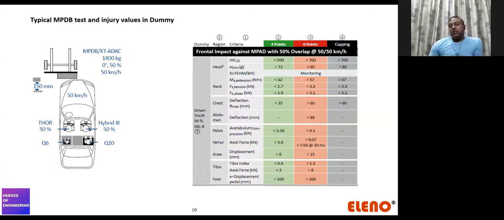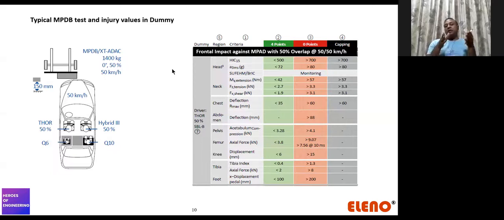I have just taken an example to make you understand what injury and injury values are. Till 2019, there was an offset deformable barrier test, called the ODB test. I met the director of Euro NCAP, and he told me that they were planning to switch from this fixed deformable barrier to a moving deformable barrier. This is the typical load case example, the new load case for the frontal impact, which I have considered here to help you understand what the injury value actually is.